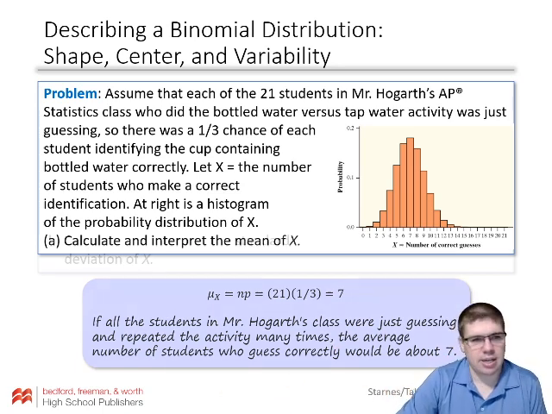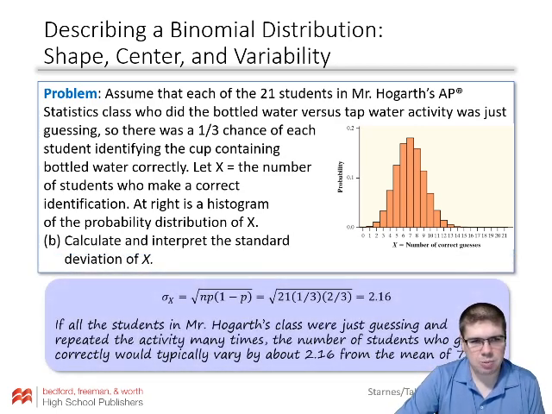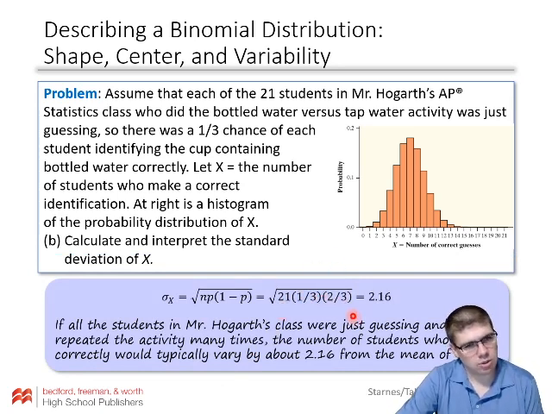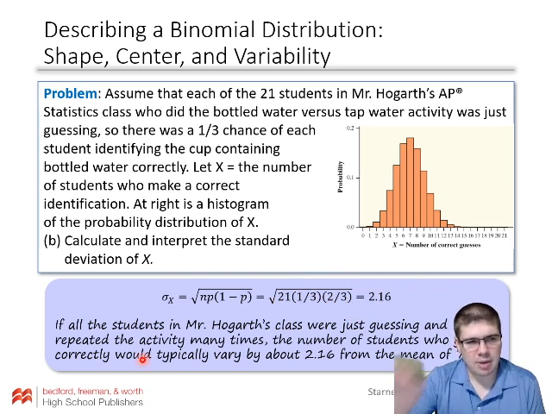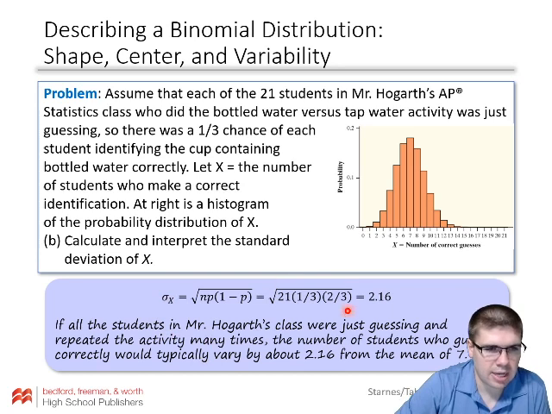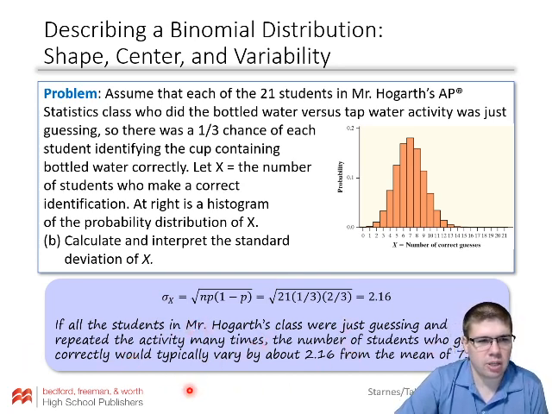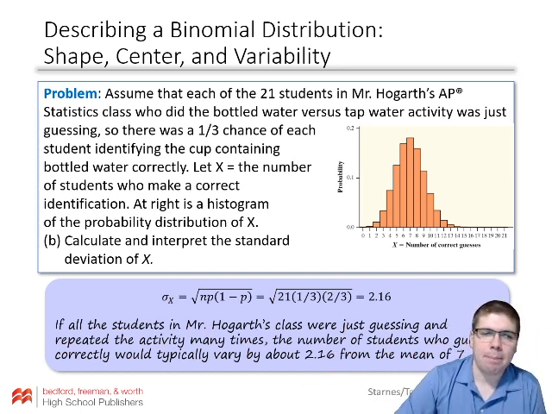Calculating the standard deviation, using that formula, square root of n times p times 1 minus p. In this one, it's the square root of n, which is 21, times p, which is 1/3, times 1 minus p, which is 2/3. Let's calculate that all up. And that's the typical deviation. So if all the students in Mr. Hogarth's class were just guessing and repeated the activity many times, the number of students who guessed correctly would typically vary by about 2.16 from that mean.